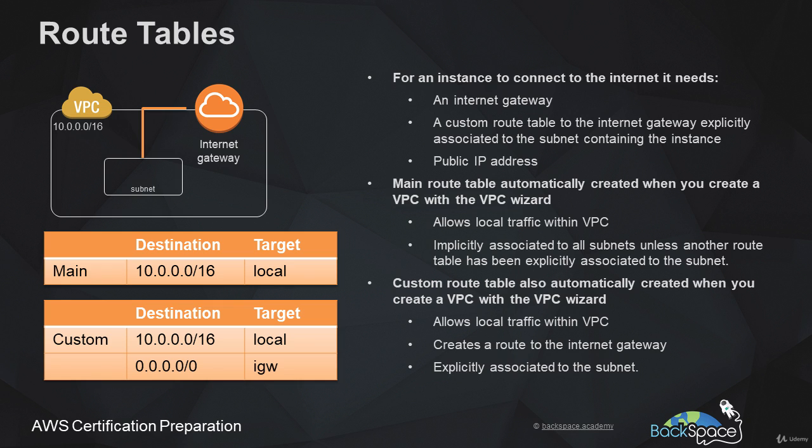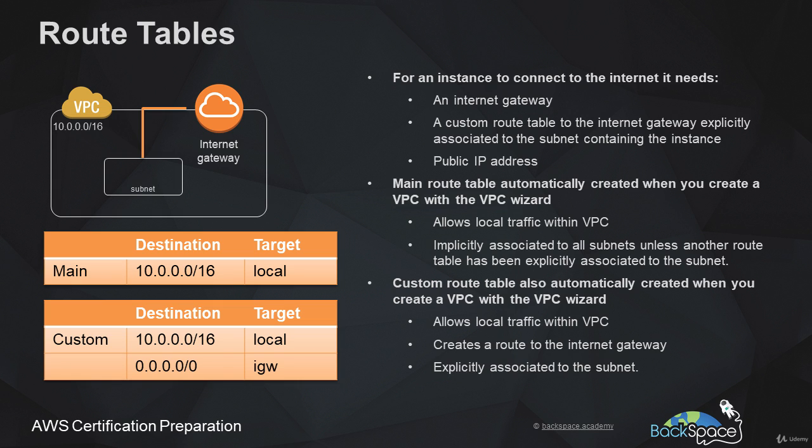So a main route table is automatically created when you create a VPC using the VPC wizard. And that main route table, which is the default route table, will just allow local traffic within the VPC. So you can see there our VPC 10.0.0.16, and it's only allowing local traffic there. Now, if there's no route table explicitly created and associated to a subnet, it will automatically inherit or implicitly be associated to the main route table.